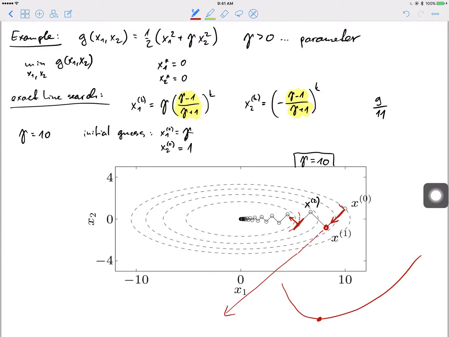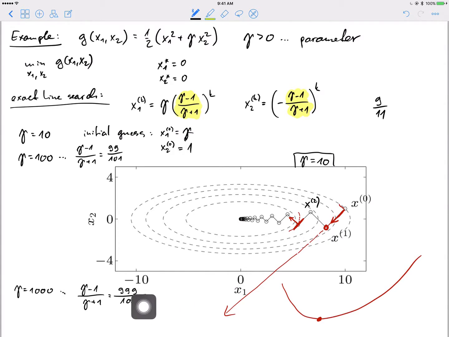Now imagine if gamma was 100. Then this factor, gamma minus 1 divided by gamma plus 1, how much is that going to be in that case? Well, it will be 99 divided by 101. Now, if gamma is 1000, then this fraction will be, of course, 999 divided by 1001. So this is something just slightly below 1. And as you can imagine, the higher the gamma, the more zigzaggy the path will get.